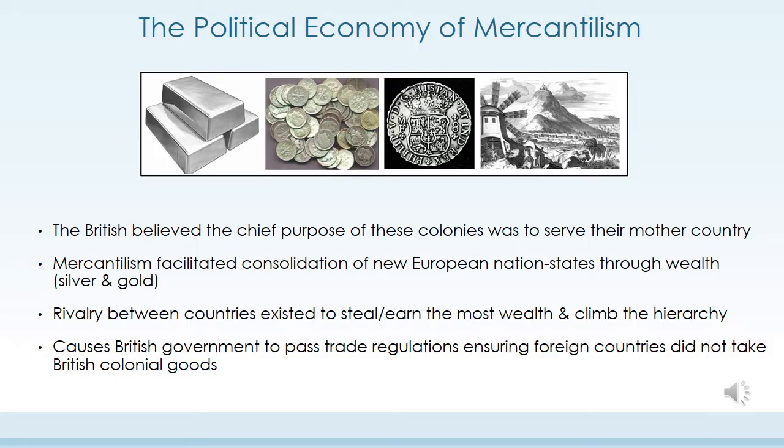So if they could take money or profit away from one country, then that would automatically benefit them. At this point, wealth was pretty much exclusively found in hard species, so that's gold and silver.